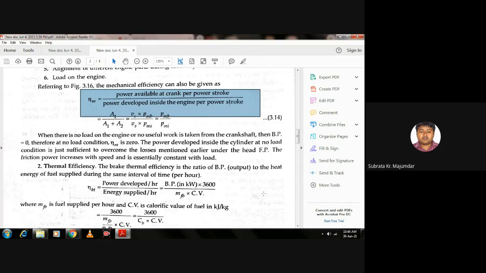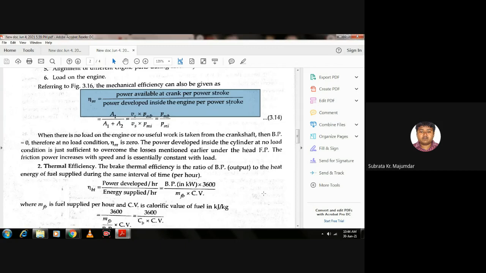Mathematically, thermal efficiency is equal to power developed per hour divided by energy supplied per hour. It means how much power is supplied, and after that how much power can be obtained from the engine. This ratio is considered the thermal efficiency, and mathematically it is denoted as BP into 3600 divided by m_f(b) into CV.